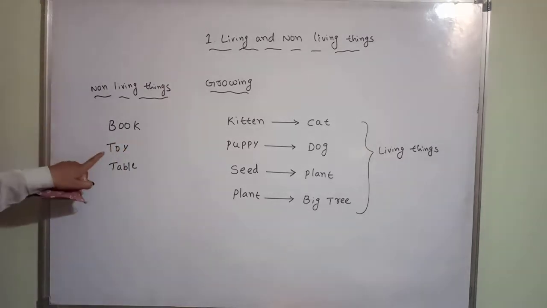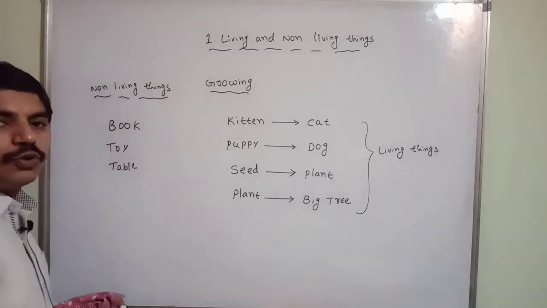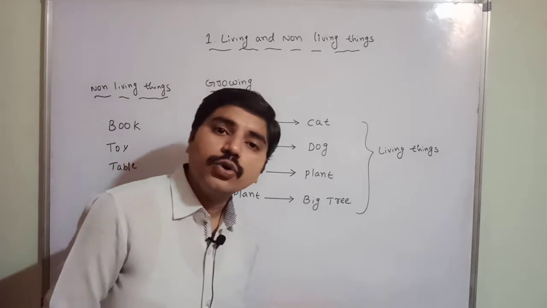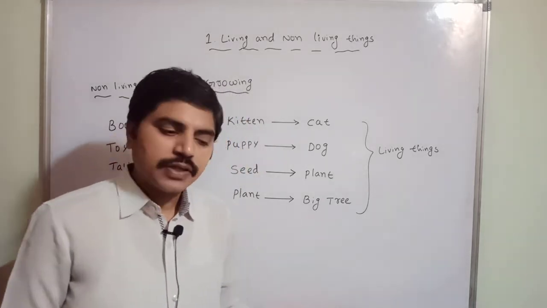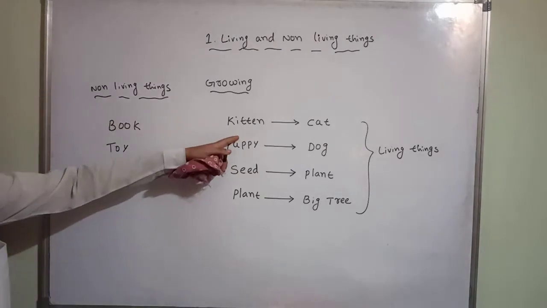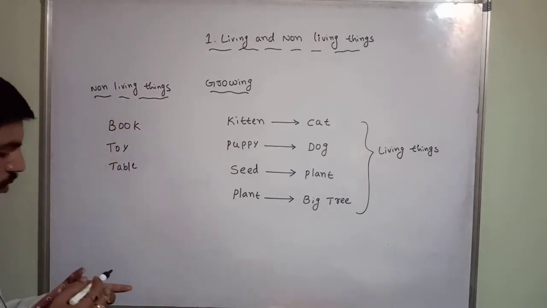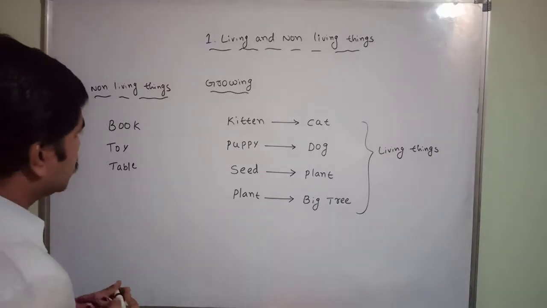So book, toy, table. Are these ready to move? No, it is not possible to move, and growing is also not possible, right? That's why growing is in living things, and this is non-living things. Now I'll discuss the remaining things, right?